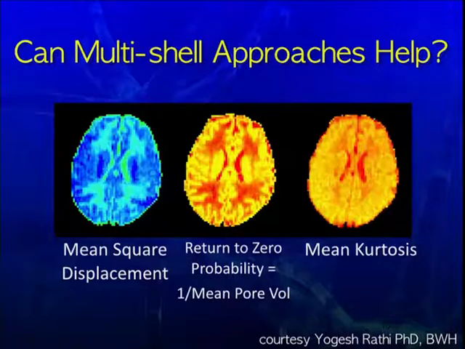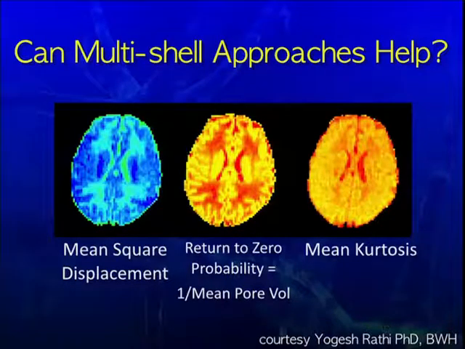If we do 2 shells of b-value 1,000 and 2,000, we can start to pull out other characteristics of the diffusion parameters, such as mean square displacement, which is how far away from the initial site the water molecules moved; return to zero probability, which is related to the pore volume or the available space to diffuse in; and mean kurtosis. And if you're going to ASNR after this, you'll find that kurtosis is a big theme in detecting brain injury in the adult population.